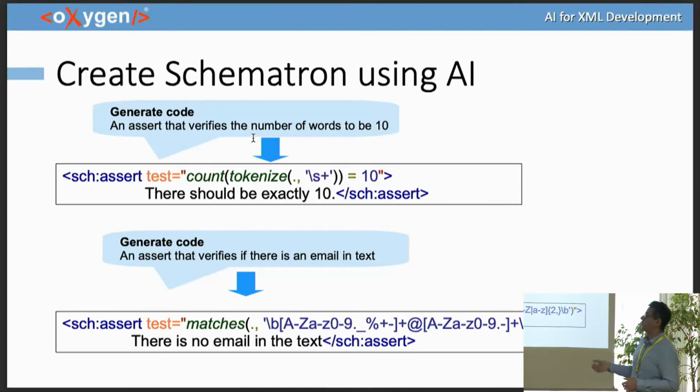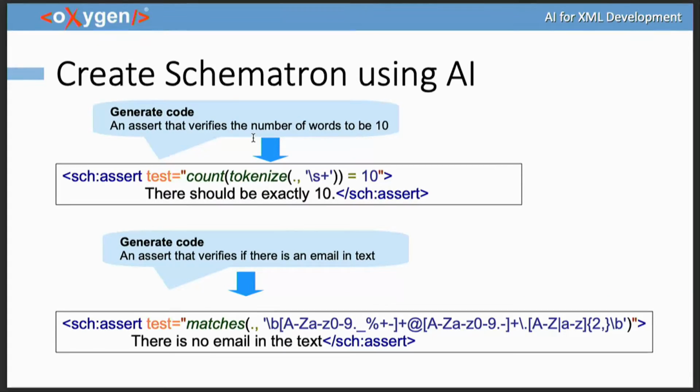So then you can use it to generate code. You can use it to generate Schematron, you can use it to generate XSLT, XQuery, or other types of documents. And for example, you can say, okay, I want to create an assert that verifies the number of words to be 10. Of course, it's easy to write for someone that knows Schematron, and maybe it speeds up your work a little bit, but for someone that doesn't know how to write this rule, it will help you.